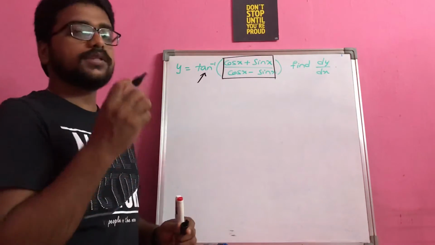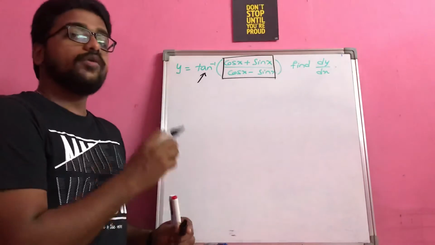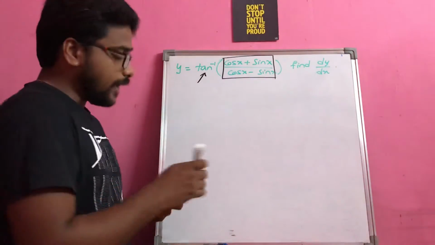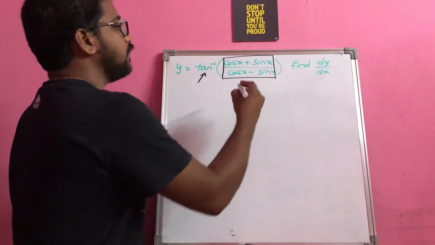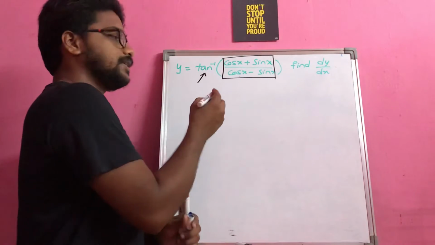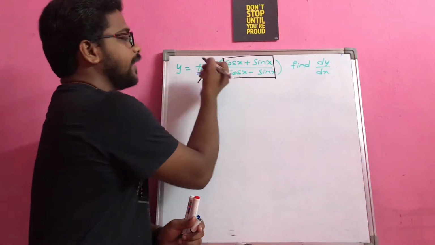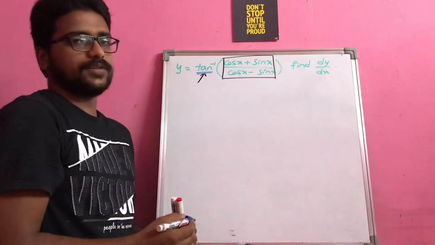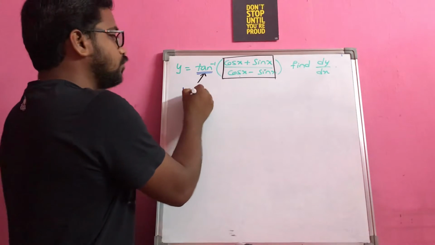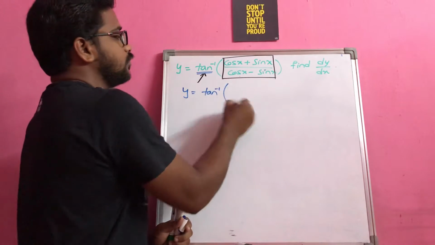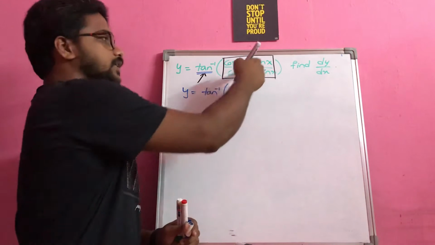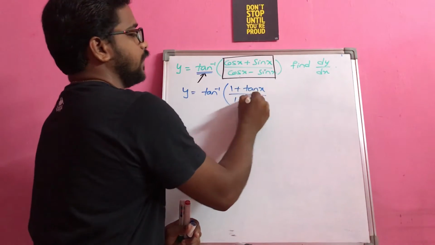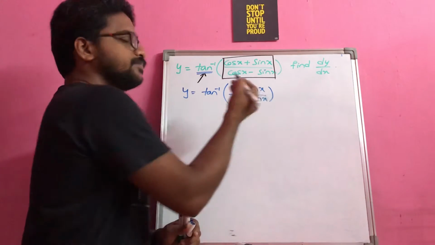I told you in the previous video how you have to think when you are dealing with the inverse trigonometric function. As you have inside functions in terms of cos and sin, but outside is a tan inverse function, try to convert this in terms of tan function. So y is equal to tan inverse of, if I just divide with cos x in numerator and denominator, then it will become 1 plus tan x by 1 minus tan x.